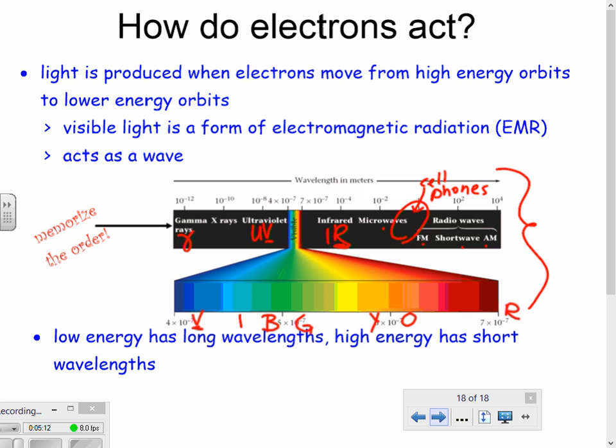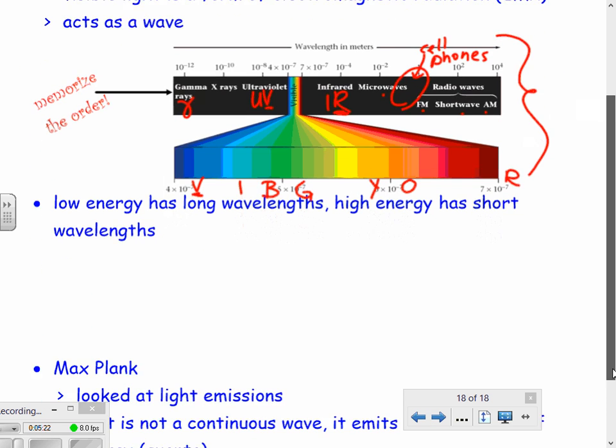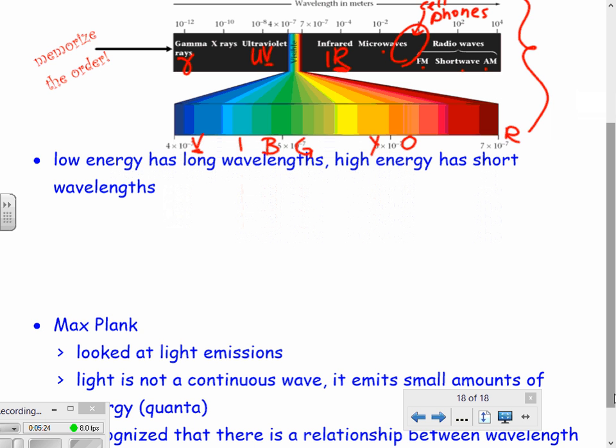There's a relationship between energy and these wavelengths, and that's some of what Bohr studied. He looked at how these wavelengths and the colors that he saw changed when there were different energies, and that's how he started to measure and quantize, or take a mathematical approach to, these energies. So low energies have long wavelengths, high energies have very short wavelengths.